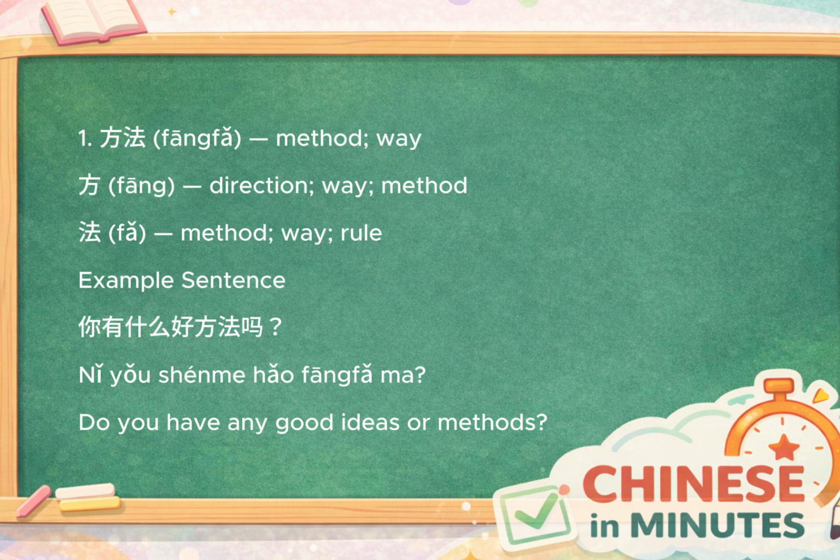1. Fang fa. Method, way. Fang fa is made up of fang, meaning direction, way, or method, and fa, meaning method or way. Literally, it has the idea of a way or method. In natural Chinese, fang fa means a method or a way of doing something. For example, 你有什么好方法吗? Do you have any good ideas or methods? You can imagine several different roads leading to the same destination. Each road is a different fang fa, or way of getting there.